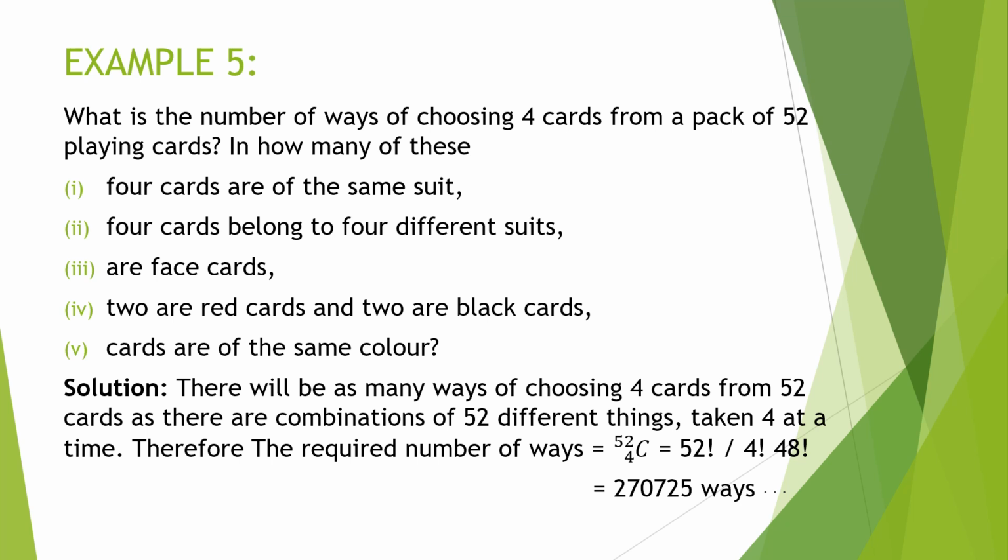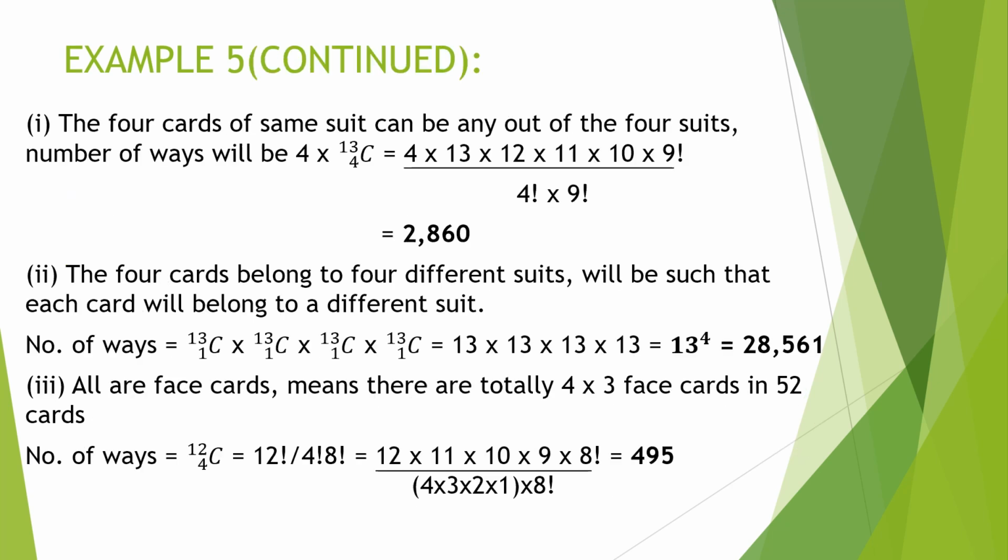Simplify this. How will you simplify? 52 factorial is 52 into 51 into 50 into 49 into 48 factorial. So 48 factorial will get cancelled out. So these are 270725 ways.